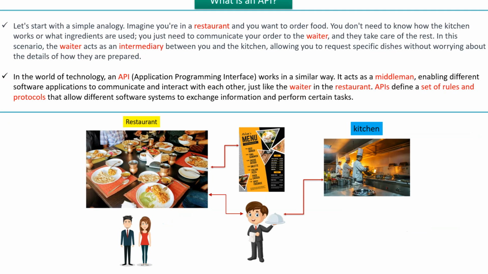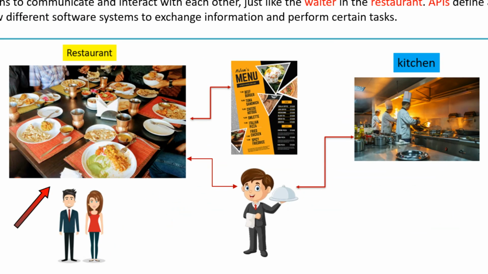Let us start with a simple analogy. Imagine you are in a restaurant. You want to order the food. You don't need to know how the kitchen works and what ingredients are used. You just need to communicate your order to the waiter and the waiter takes care of the rest. In this scenario, the waiter acts as an intermediary between you and the kitchen, allowing you to request specific dishes without worrying about the details of how they are prepared.